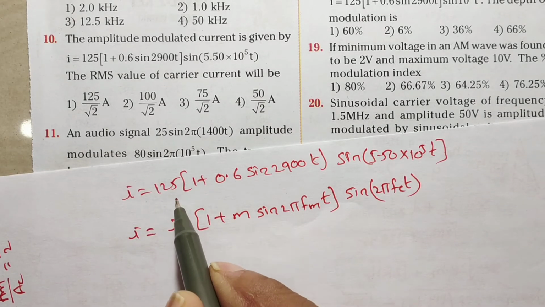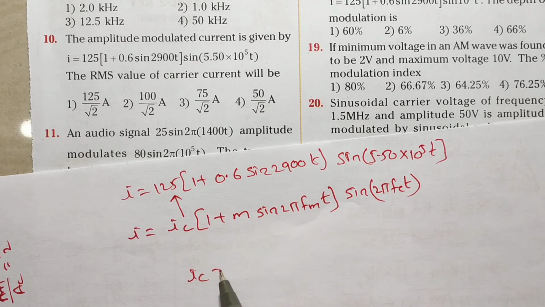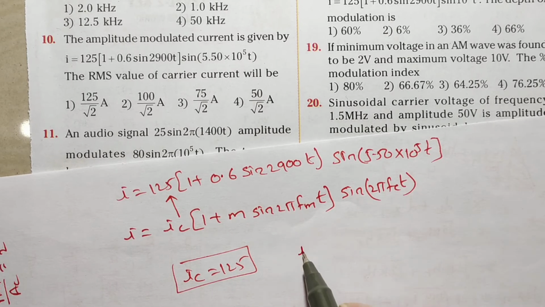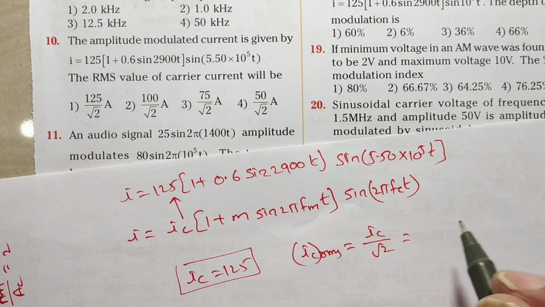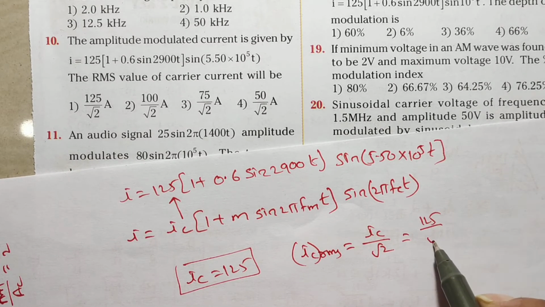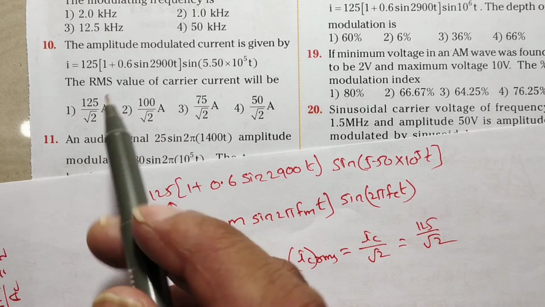We have to find the RMS value of the carrier current. The carrier current value they have given is IC, and IC is 125. On comparing, we have got this. Now IC RMS they have asked. IC RMS is equal to IC by root 2. It means 125 divided by root 2 is the answer.